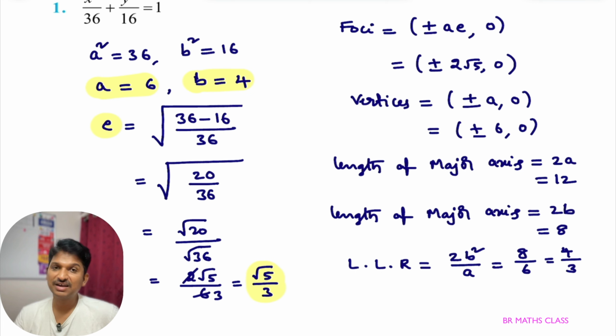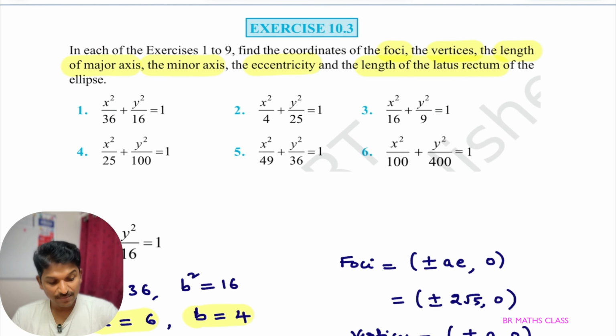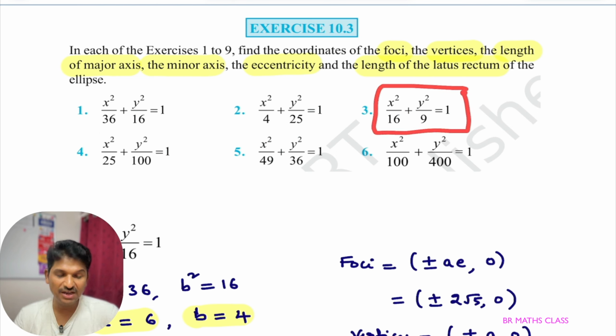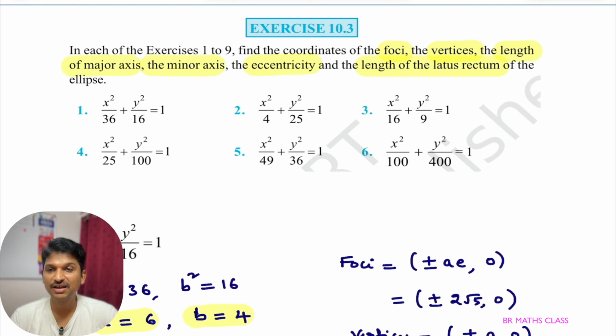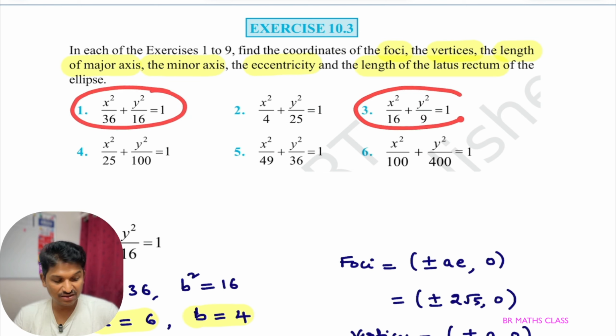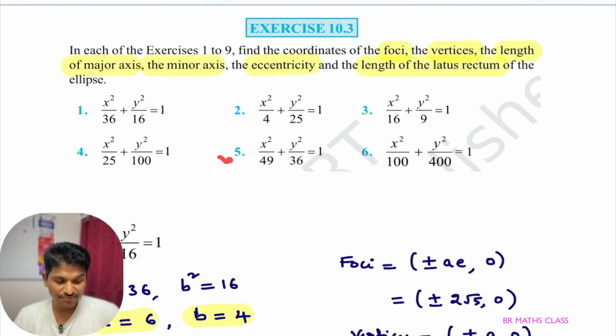I hope you understand. Now you see in this, a is greater than b. We can easily say that. And in the next one, a square is 16. That means a is 4. B is 3. A is greater than b. Similarly, I want you to try this problem. In this also, a is greater than b. Total 3 problems are there in which a is greater than b: first one, third one, fifth one. I'll do this fifth one now. You see, these are very easy.